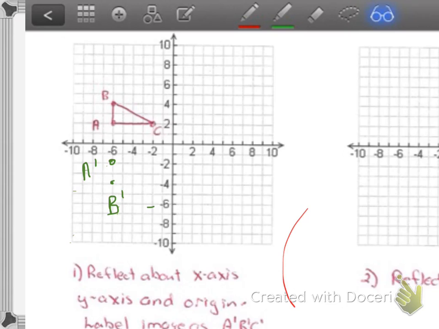That's A prime. And finally, C is at negative 2, positive 2. It goes to negative 2, negative 2. Alrighty. And there we've done the reflection. Took me a little longer than I'd hoped.